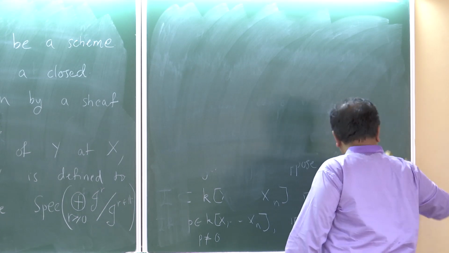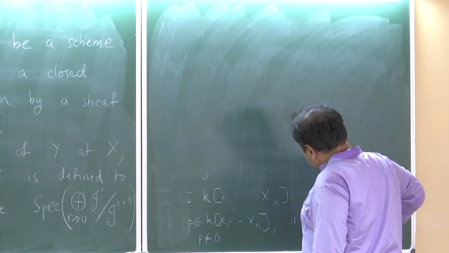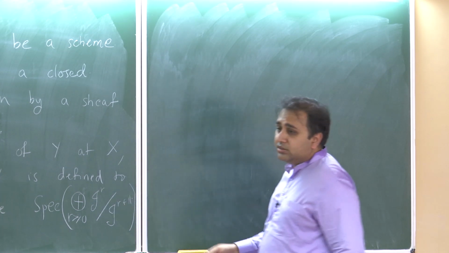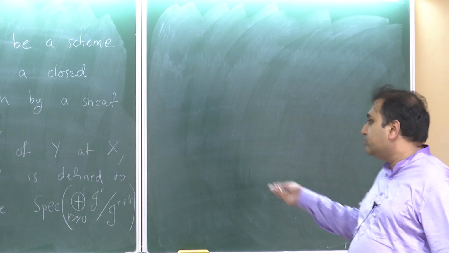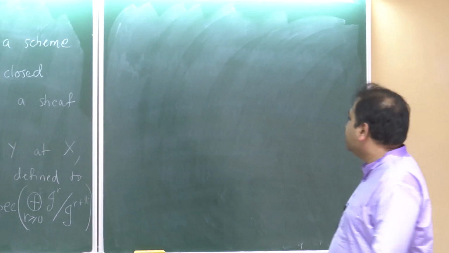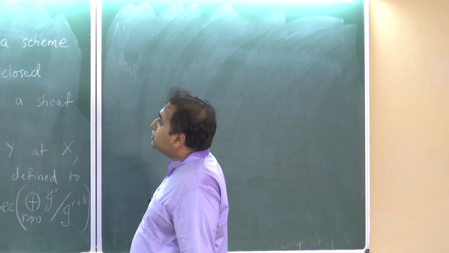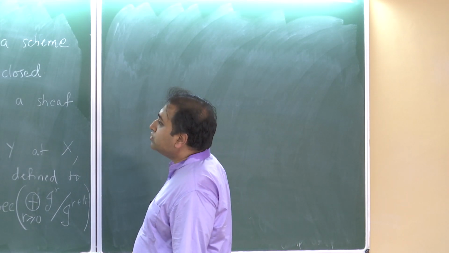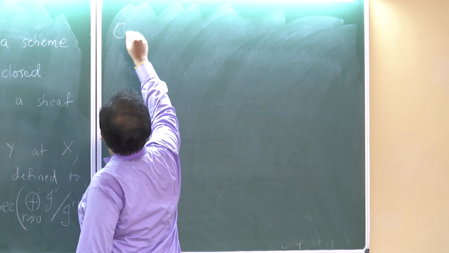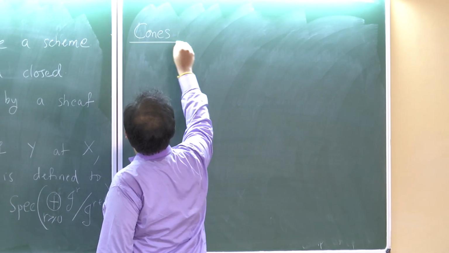Now, before we go any further, let me start by recalling some material. The stuff that I will say will be very familiar. It is basically from the second chapter of Hartshorne, but I think it will be good to revise it quickly. So, in general, what is a cone?